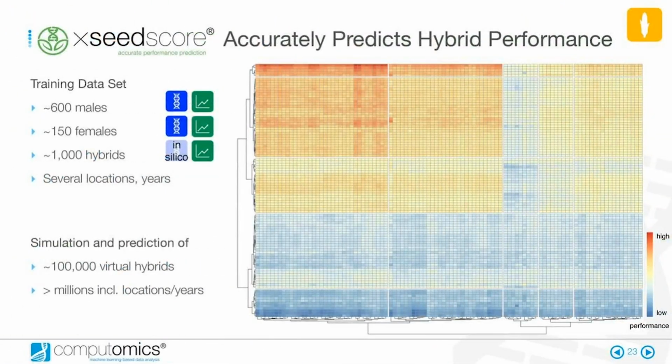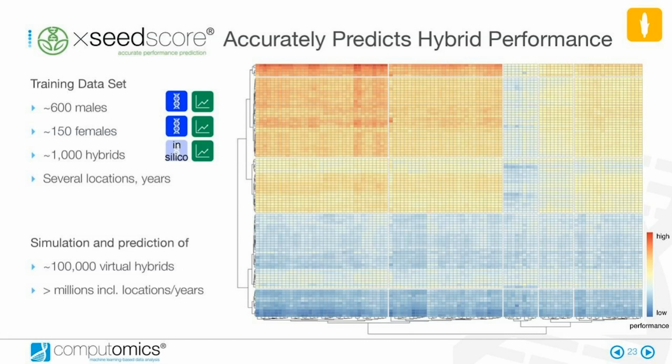So in this example from one of our customers, we had 600 males, 150 females, and 1,000 hybrids as a training set. The data came from several years and locations. We simulated and predicted the phenotypes of 100,000 virtual hybrids, a couple of million, including the different locations and years. The heat map shows a subset of this data.